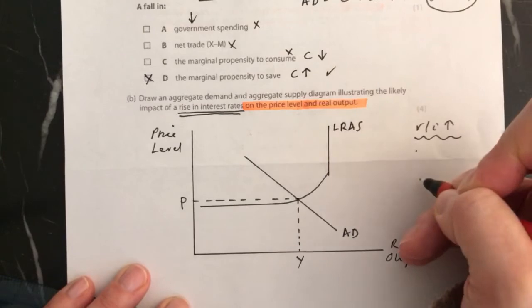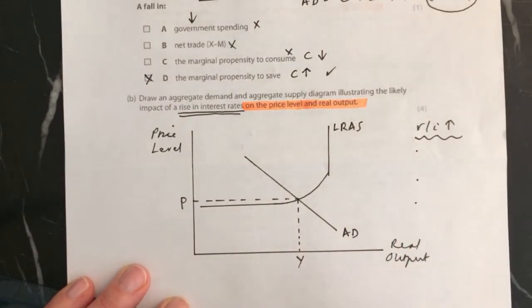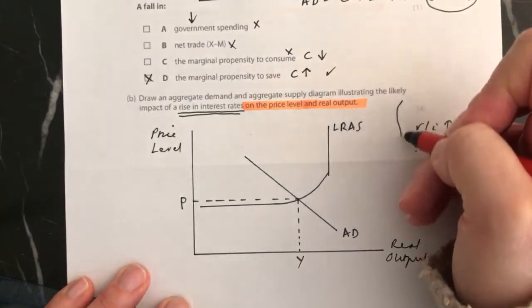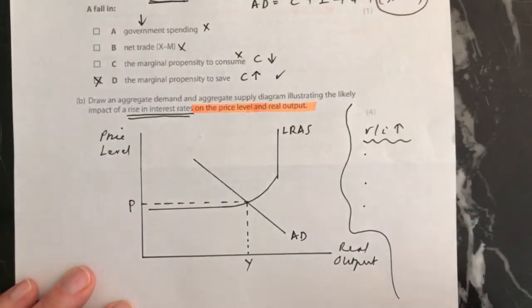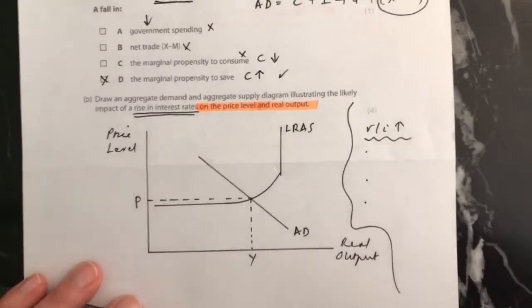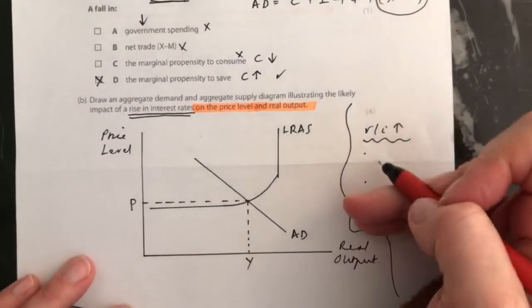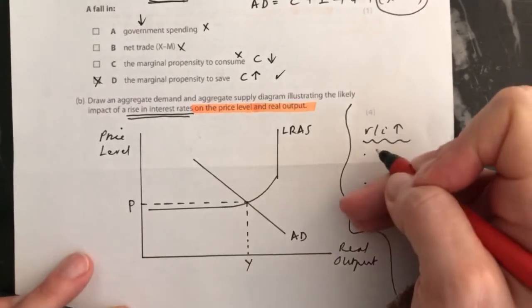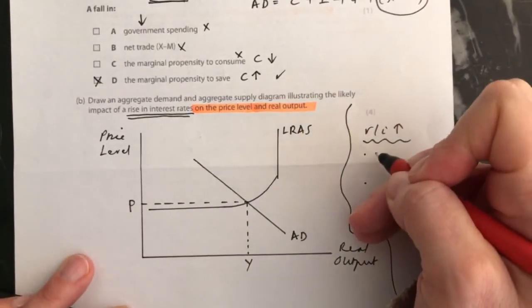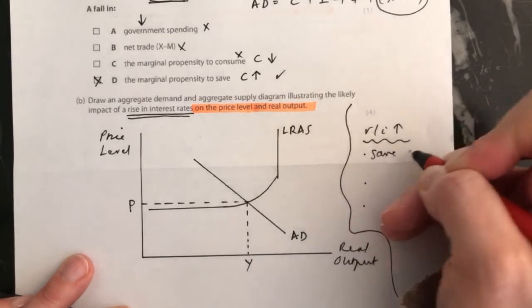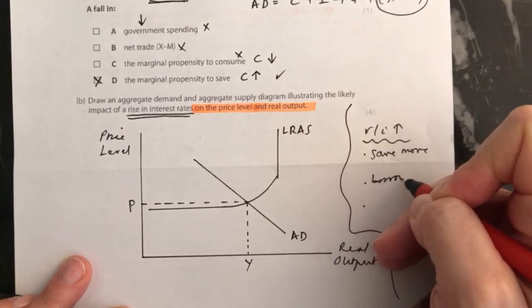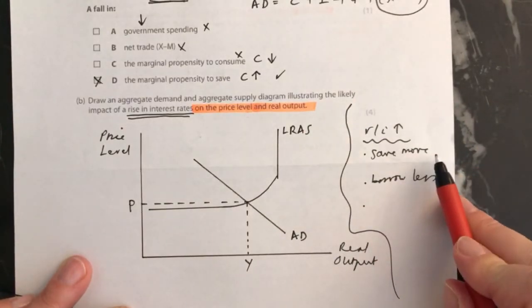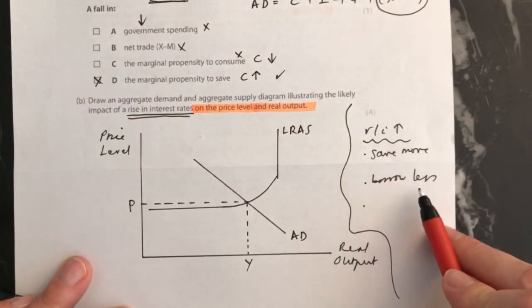remember, rate of interest, three things that are always affected. This, by the way, you're not writing this on the exam paper, I'm just showing you this now to help you. So the things that we need to put down here, if the rate of interest goes up, this will mean that people will save more and firms will save more. They will borrow less, so they save more because they earn more interest on their savings. They borrow less because they don't have to pay so much if they take out a loan.